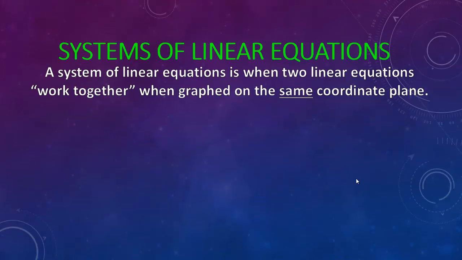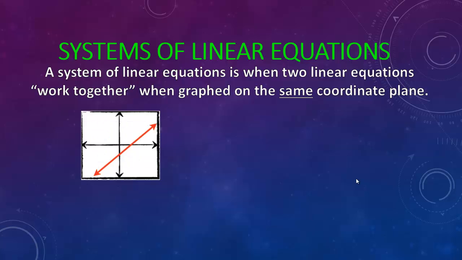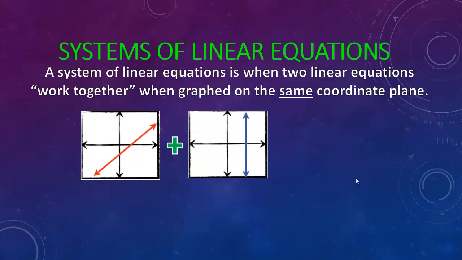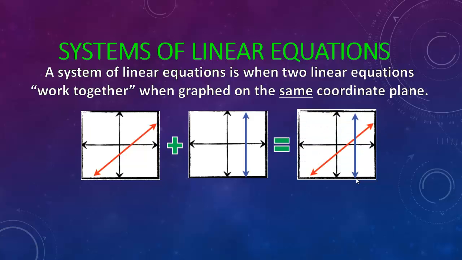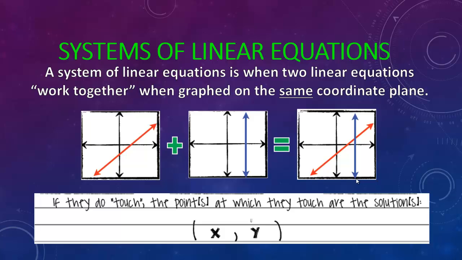All right, so just as a recap, a system of linear equations is when two linear equations, so they have an x and a y, work together when graphed on the same coordinate plane. So let's say that was one equation as a graph. This is another equation as a graph. And if you put them together on the same one, you would end up with this. Okay? And basically, the solution would be where the two lines touch or where they intersect. Okay, and that would be your xy coordinates.